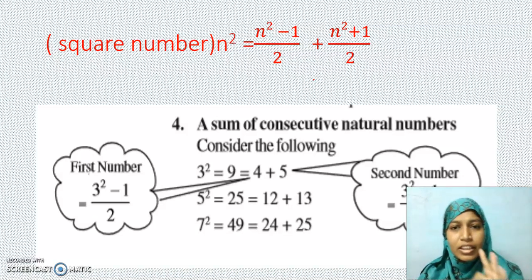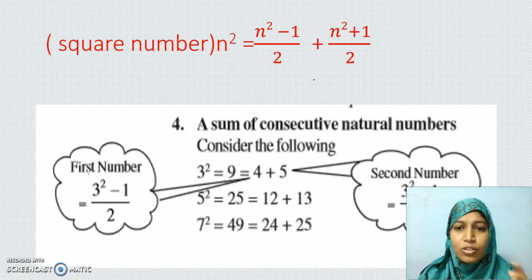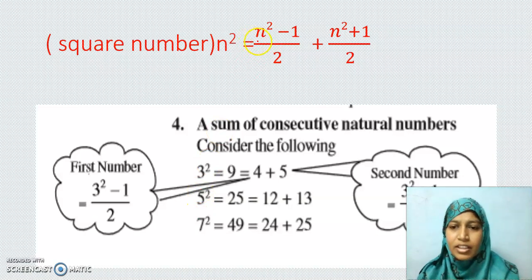So far we have learnt using n, 2n, (n squared minus 1) by 2 plus (n squared plus 1) by 2. This n is very simple. Whatever the number is, 3 squared means 3 is n, 5 squared means 5 is n. So I will substitute 5 here and get the answer. These are the fourth property.